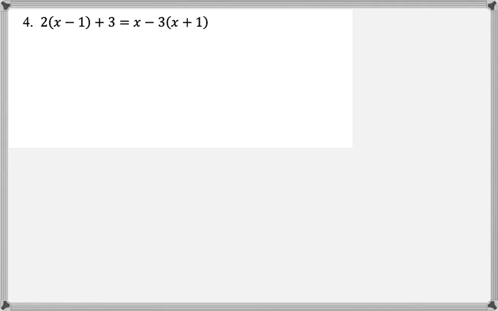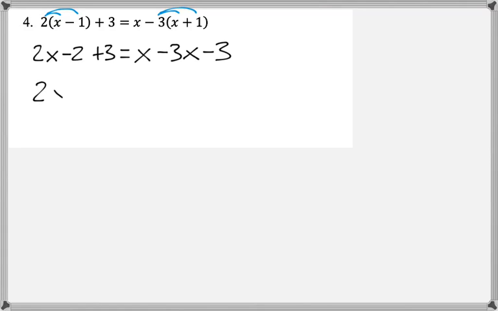On question number 4, my first step is to distribute these numbers. So I'm trying to get rid of the parentheses. This will be 2x minus 2 plus 3 is equal to x minus 3x minus 3. My next step is to combine like terms on each side.